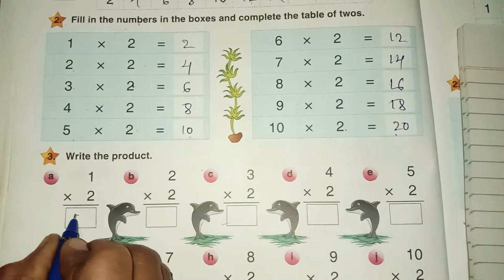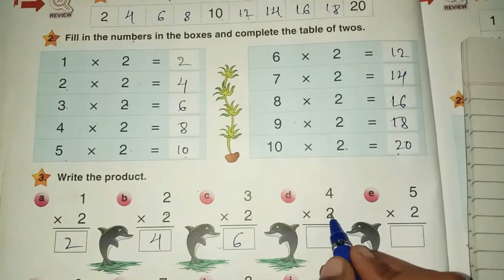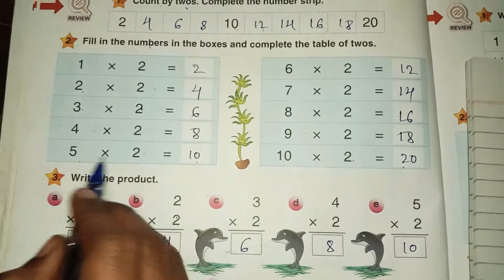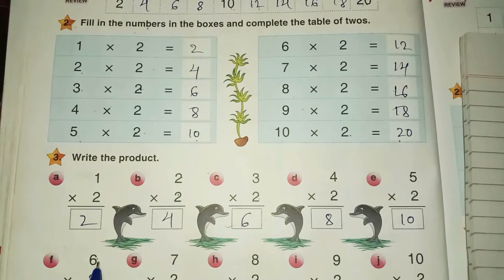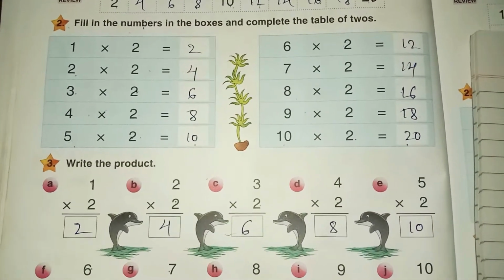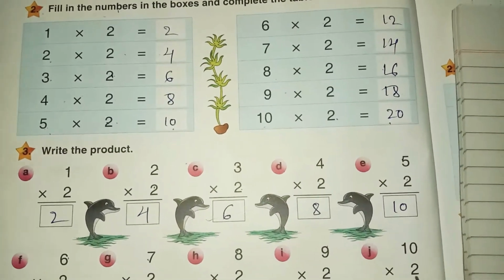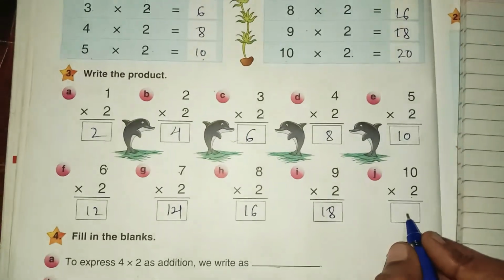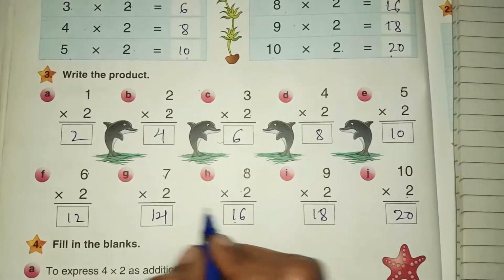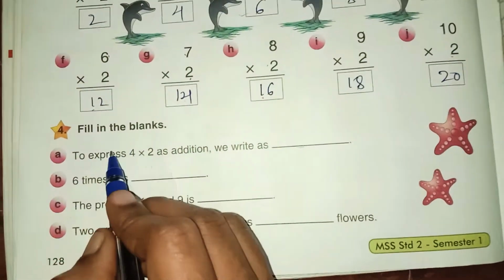2 ones are 2. 2 into 2, 4. 2 into 3, 6. 2 into 4, 8. 2 into 5, 10. 2 into 6, 12. 2 into 7, 14. 2 into 8, 16. 2 into 9, 18. 2 into 10, 20. Then in reverse: 2 into 9, 18. 2 into 8, 16. 2 into 7, 14. 2 into 6, 12. Next, fill in the blanks.